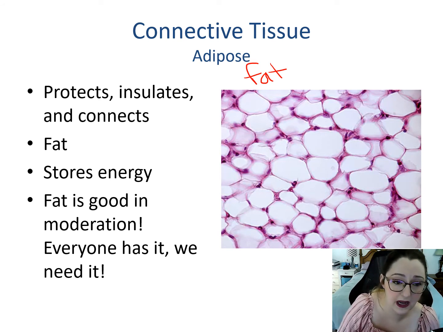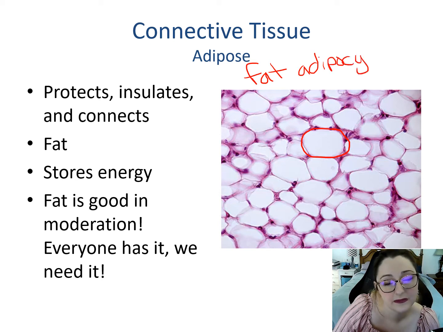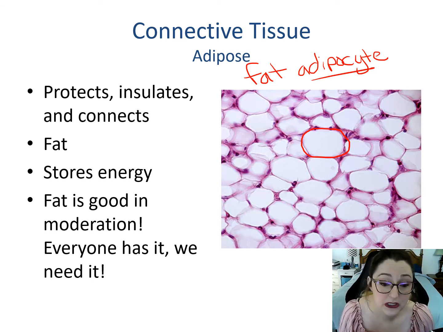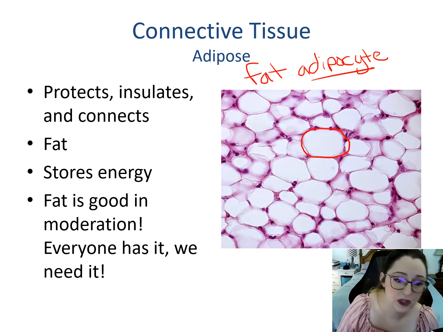Now, the way that adipose tissue looks, so first of all, this is an adipocyte, which just means fat cell. So the way it looks, it almost looks like simple squamous epithelial tissue. Don't get them confused. So these are going to be like big pillows or marshmallows. That's the way they look to me.